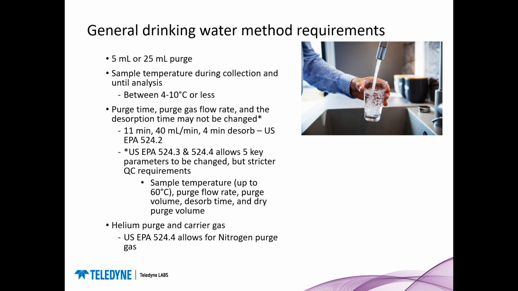And that is because with the technology at the time that these methods were created, those parameters worked best for the system because they weren't as sensitive as they are today. And like I mentioned before, there are updated methods like 524.3 and 524.4, which allow you to optimize purge and trap parameters to maximize purge efficiency and minimize that transmission of water to the GC. So the 5 key parameters that you can change are the sample temperature, purge flow rate, purge volume, desorb time, and the purge volume plus the dry purge volume. So you're able to run samples quicker and more efficiently, decreasing sample cycle time and being able to run more samples within that analysis shift.